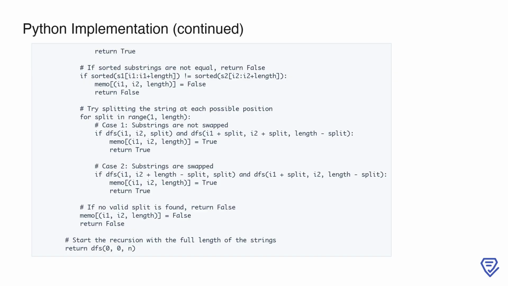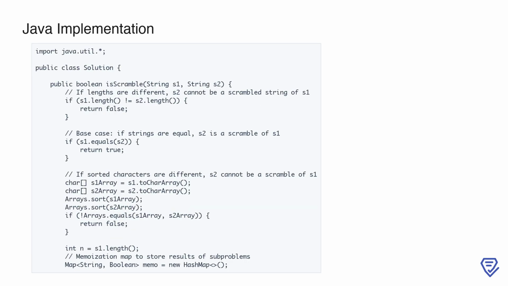Here, we begin implementing the solution for the Scramble string problem in Java. First, we define the main function isScramble, which takes two strings, s1 and s2, as input. The first check ensures that if the lengths of the two strings are different, we immediately return false, as they cannot be scrambles of each other. Next, we have a base case. If the strings are already equal, then s2 is trivially a scrambled version of s1, and we return true.